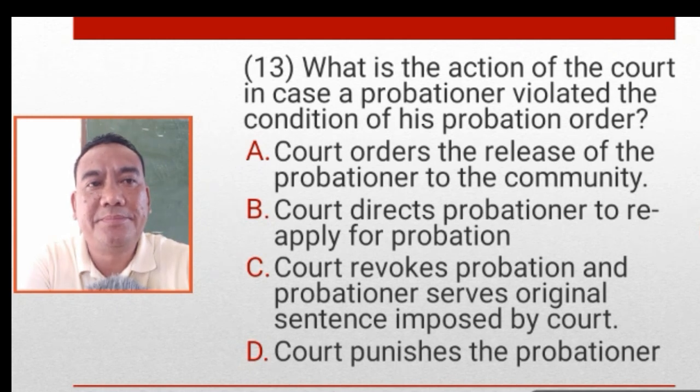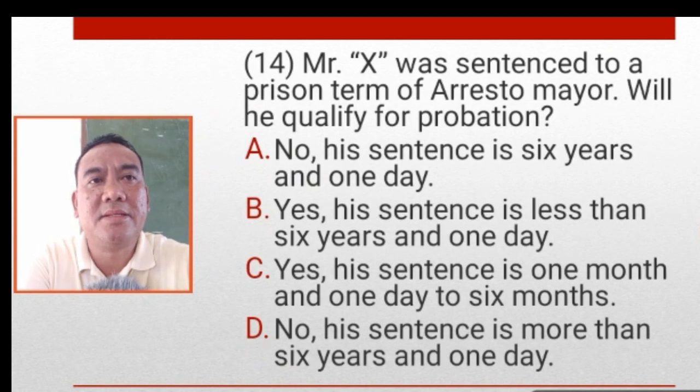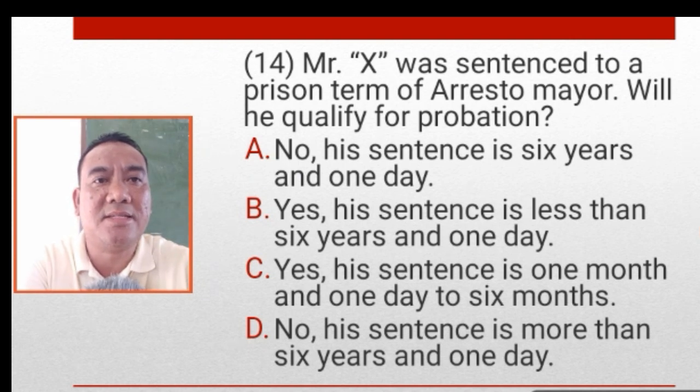Number 14, Mr. X was sentenced to a prison term of arresto mayor. Will he qualify for probation? Letter A, no, his sentence is 6 years and 1 day. Letter B, yes, his sentence is less than 6 years and 1 day. Letter C, yes, his sentence is 1 month and 1 day to 6 months. Or letter D, no, his sentence is more than 6 years and 1 day.